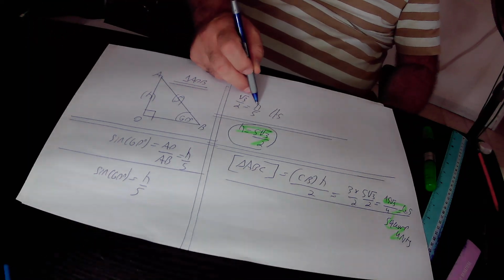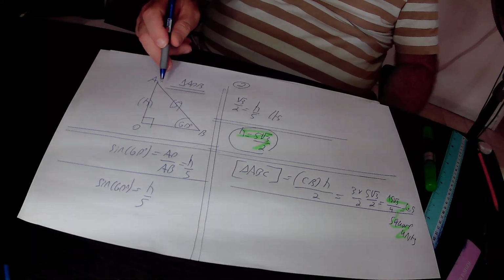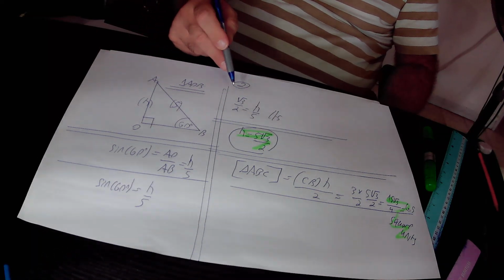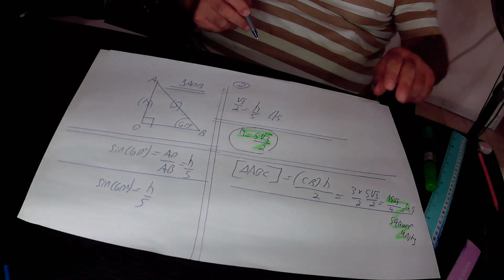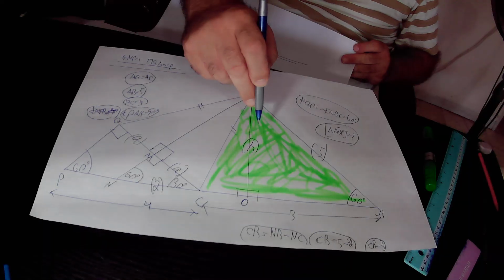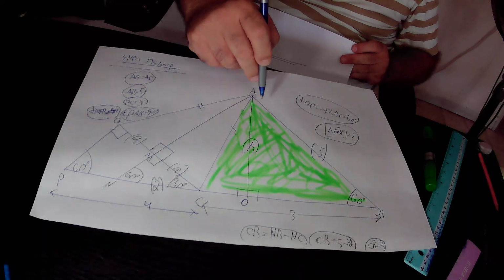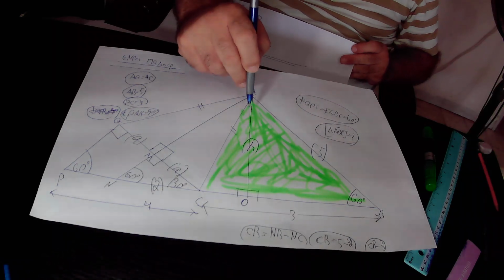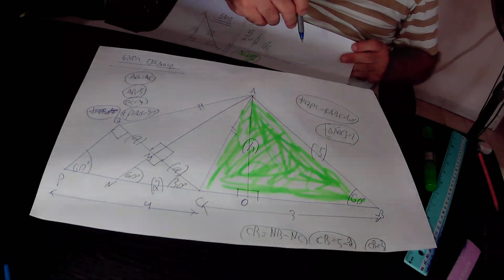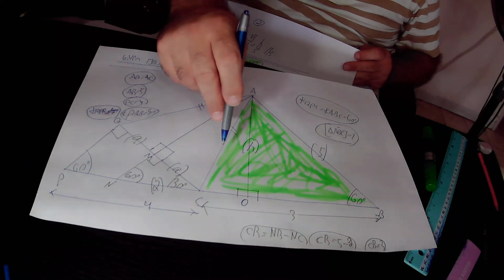Here we multiply this equation by 5 and find that H, the missing side, is equal to 5 times square root of 3 over 2 units in length. So AO equals H, which equals 5 times square root of 3 over 2 units in length. Our task is to find the area of this green triangle ABC.